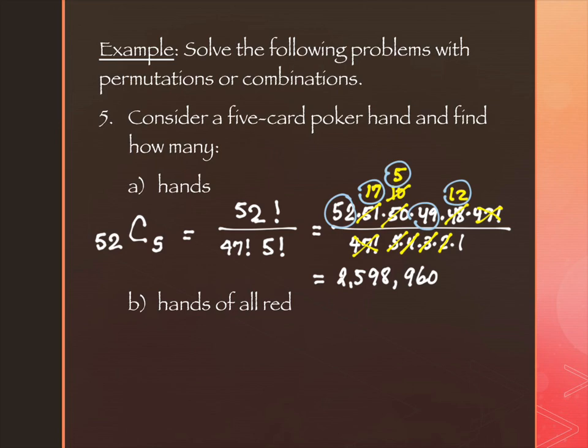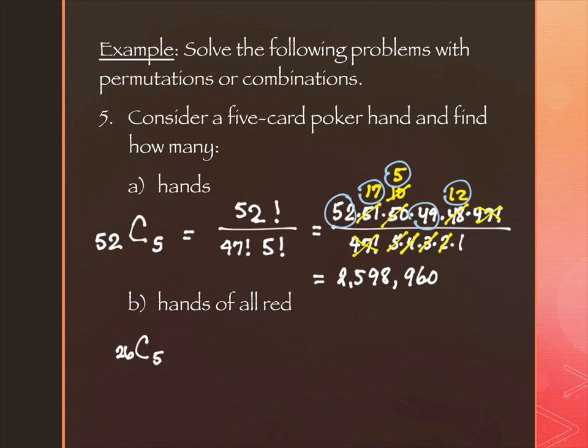In this one, all reds is not that super special, and it doesn't really mean a whole lot. But how many red cards are there? There's 26. But how many am I going to be choosing to fill up my hand? Just still 5. So this one's 26C5.